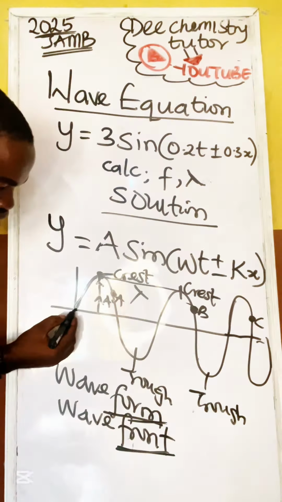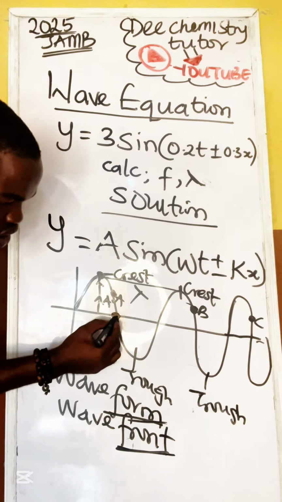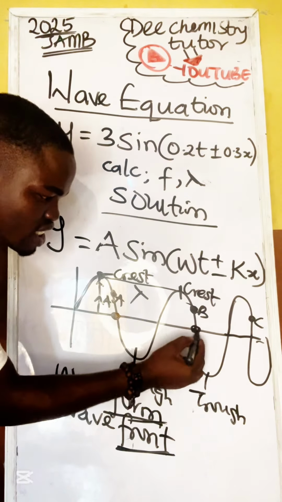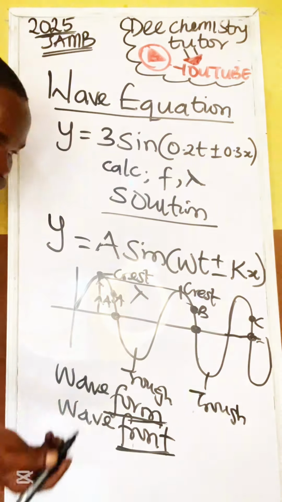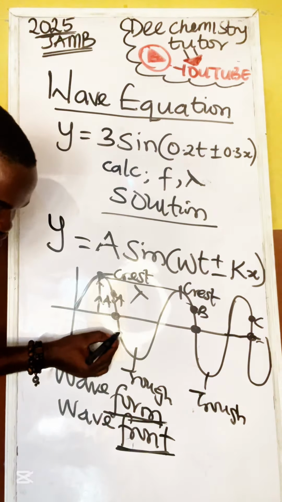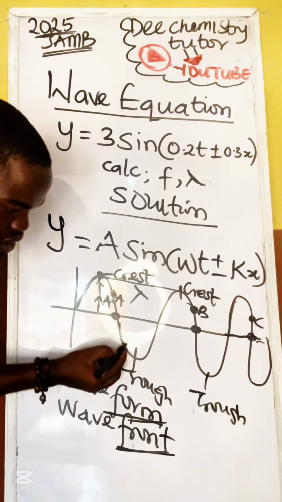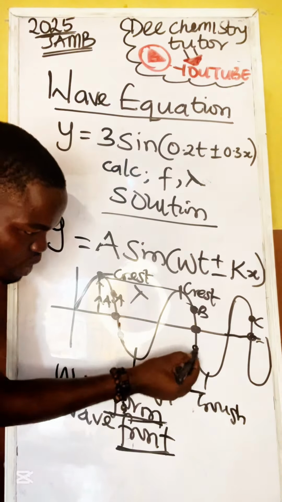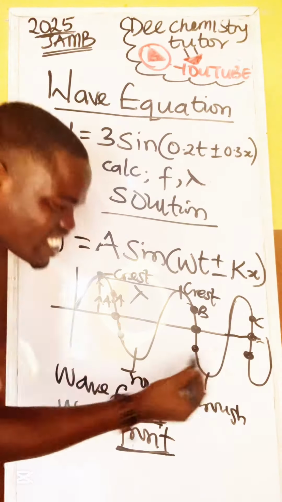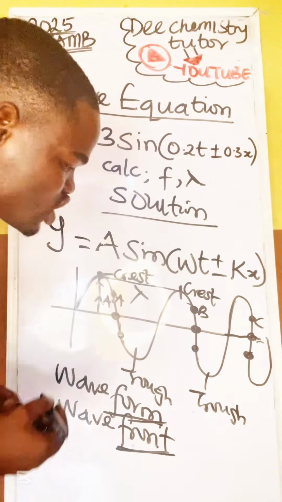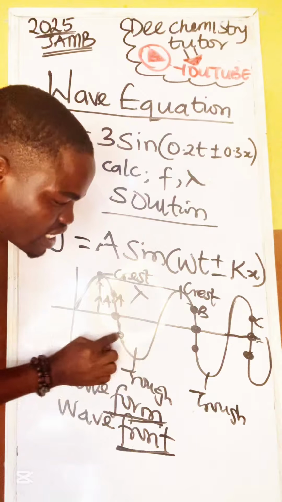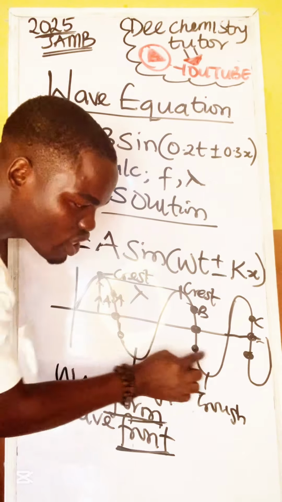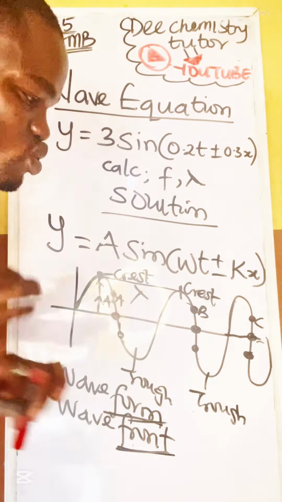Just like, look at it, this point and this point are in wave front. So I can also say this point and this point, they are in wave front. They are just points on a wave that are in sync. That's just the basic explanation that you don't need to cram.